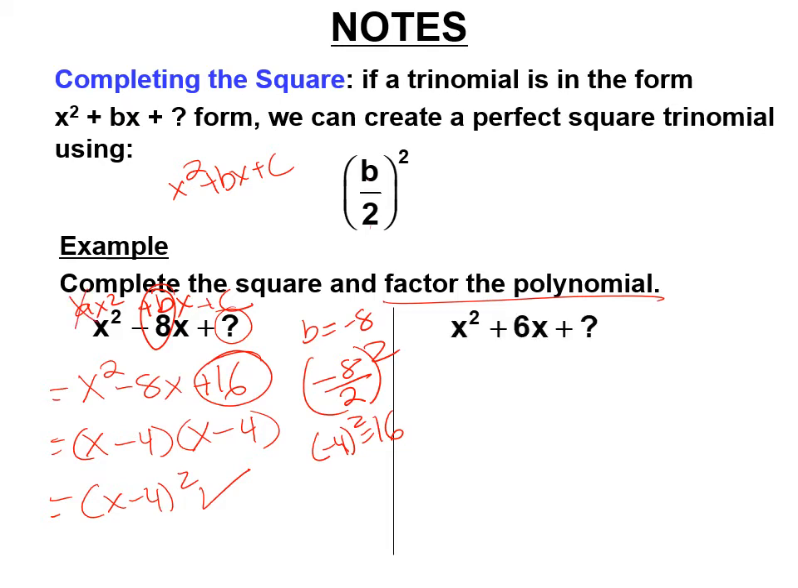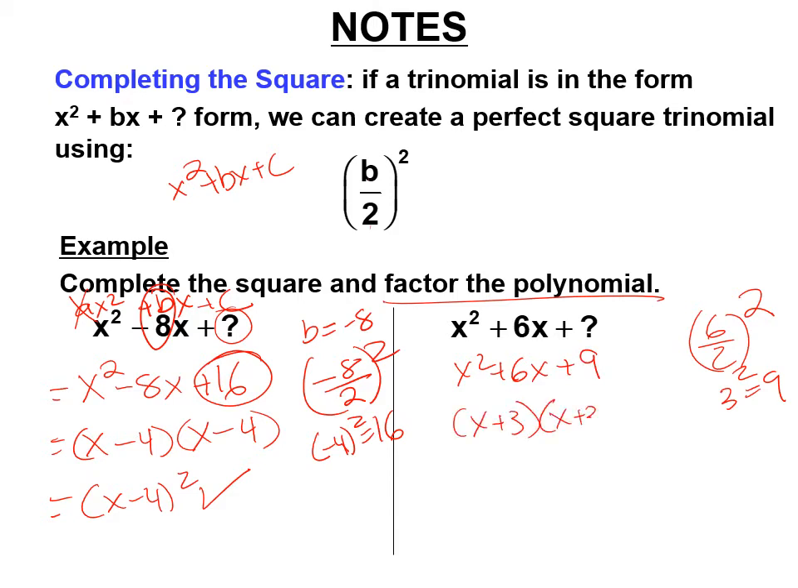Okay. So again, b is 6, so you do 6 divided by 2 squared. That's 3 squared, which is 9. So to complete the square, the question mark must be a 9. And we're going to factor it to check, right? To be a perfect square, we should have the exact same factor twice, which we do, x plus 3 squared. So 9 made the perfect square.